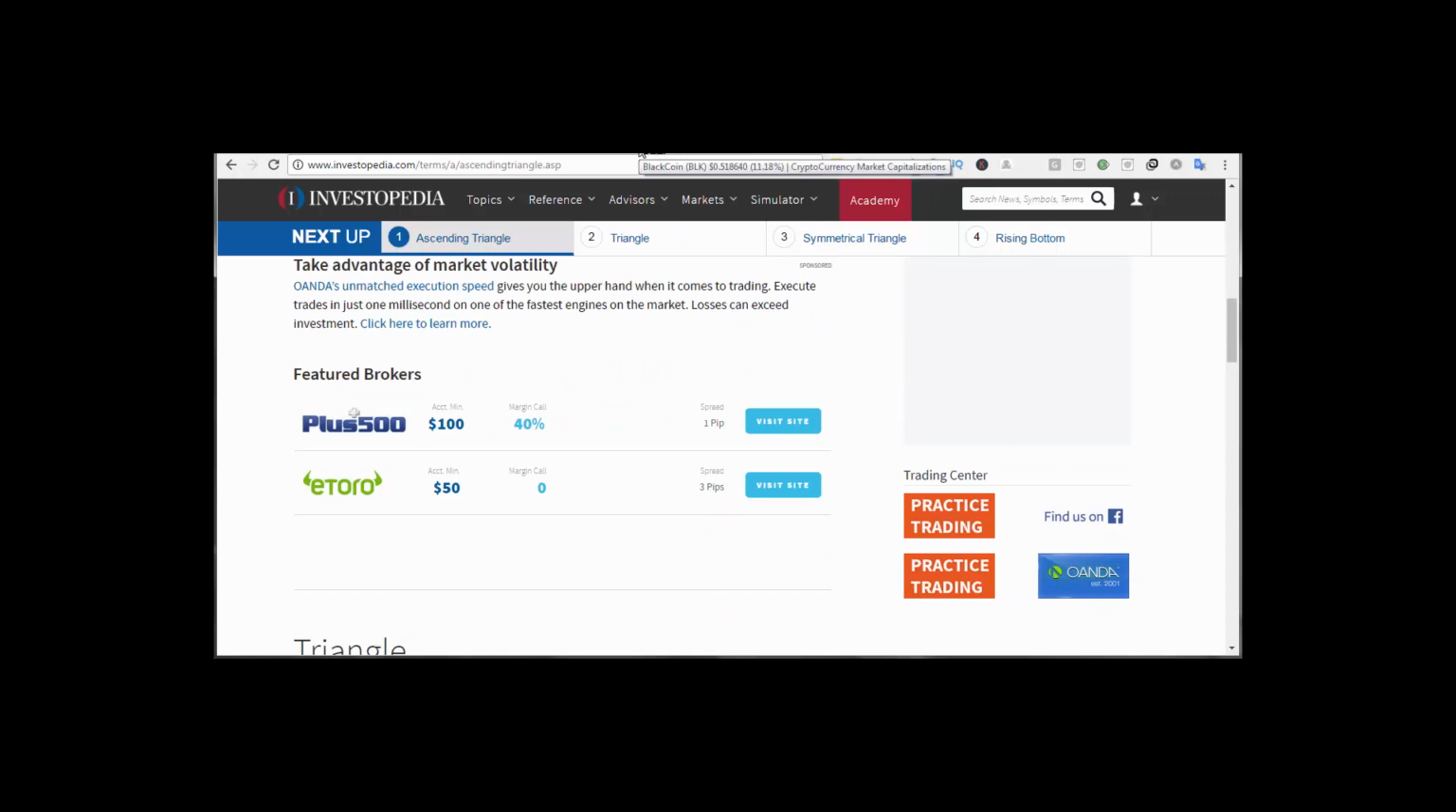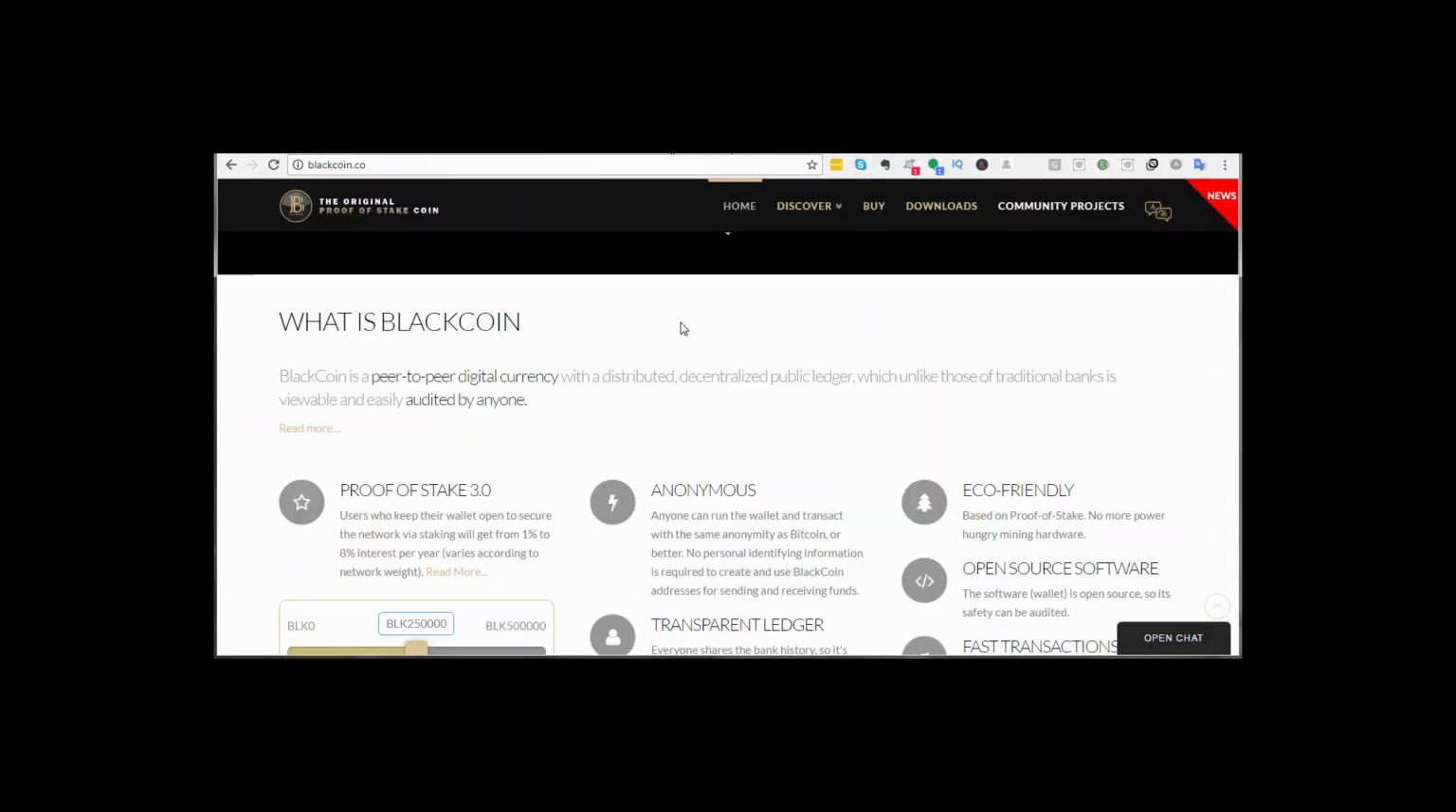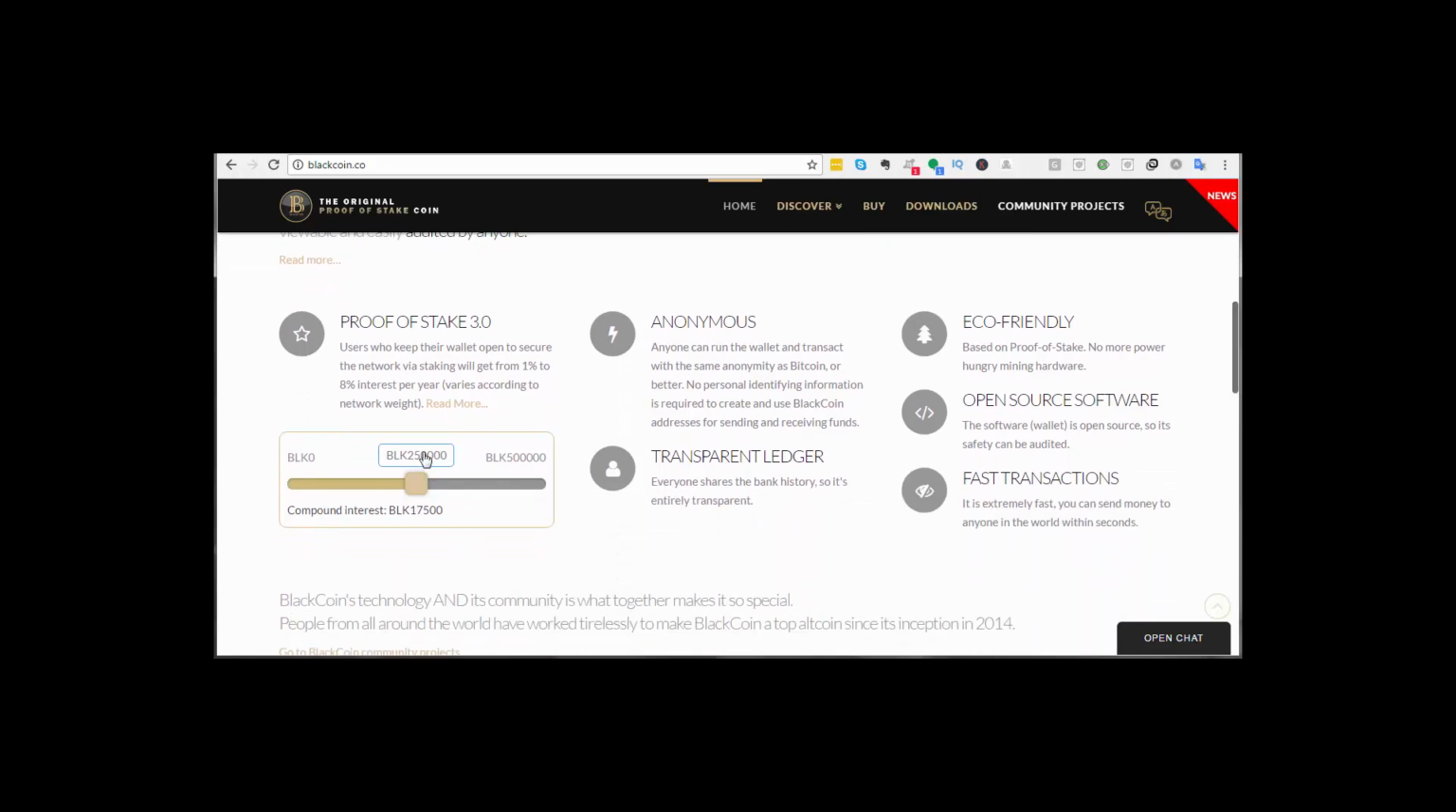Now we're going to fundamentals. So what is Blackcoin? We'll go and look at the website of Blackcoin. It's again a digital currency. It's kind of like Monero. It's proof of stake. It used to be proof of work.